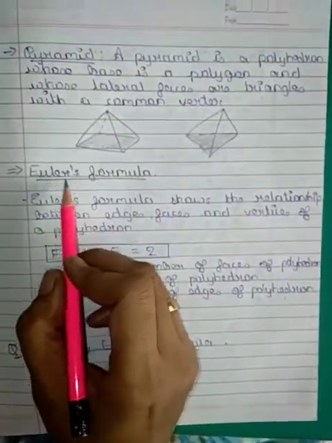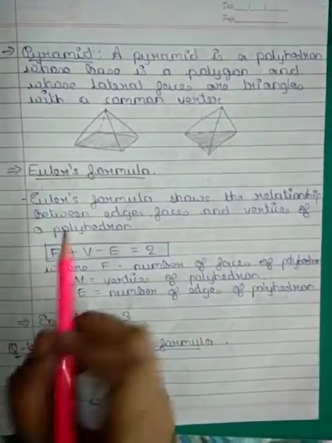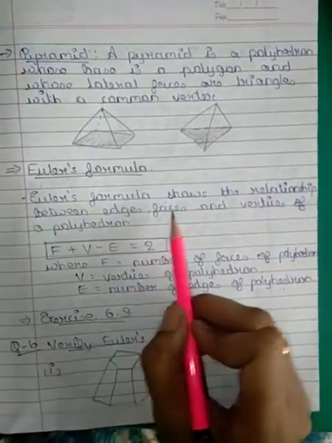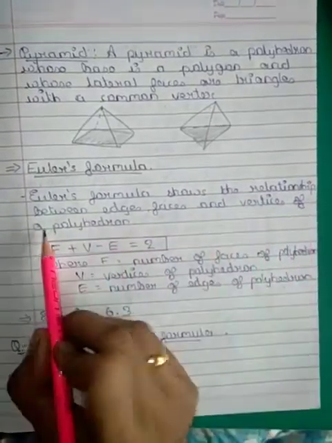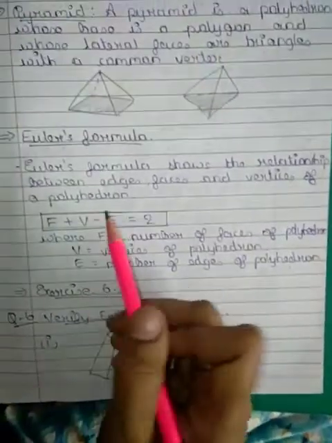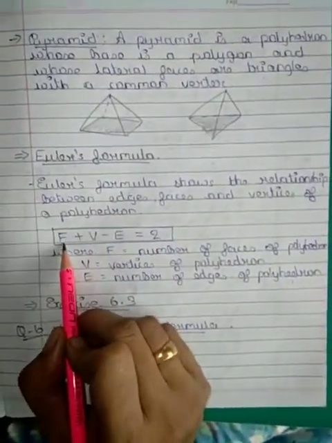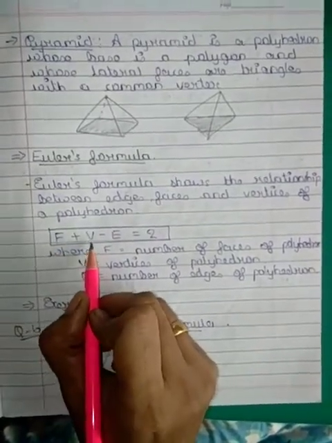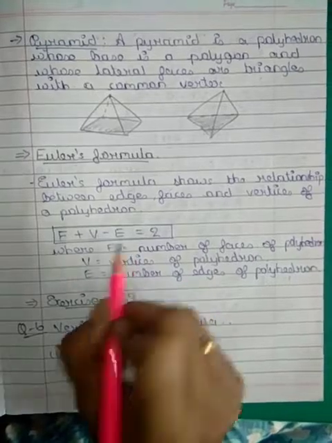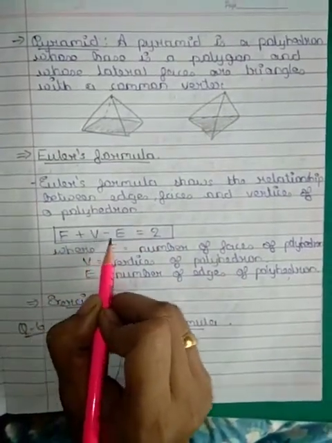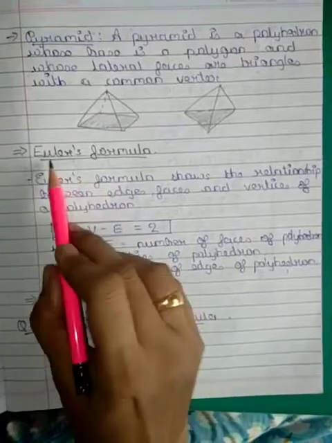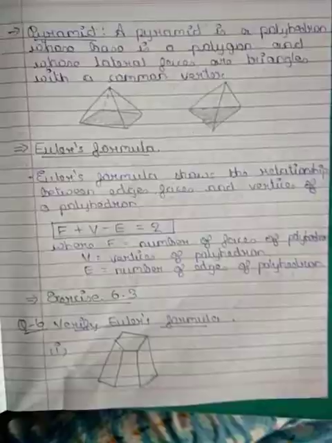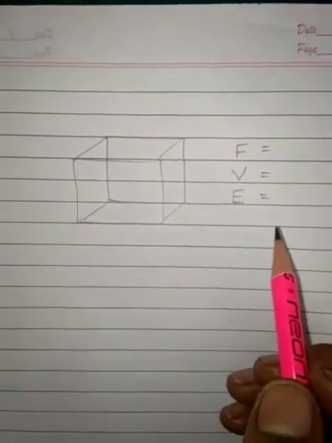Now next is Euler's formula. What is Euler's formula? Euler's formula shows the relationship between edges, faces and vertices of a polyhedron. So it shows the relation between these three things, that is faces, vertices and edges. Faces is denoted by F, V is vertices and E is the number of edges. So the formula is F plus V minus E is equal to 2. So that is Euler's formula. And how we can apply this, let's see with an example.